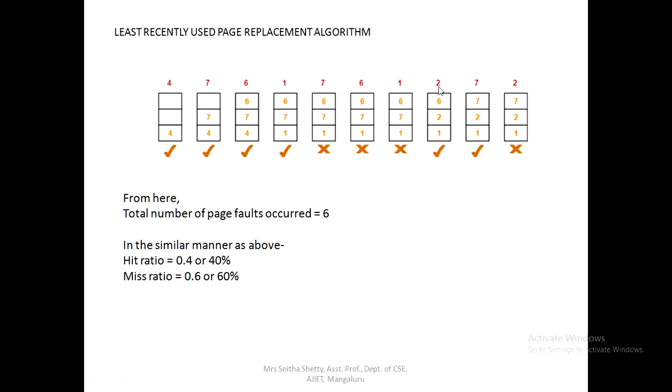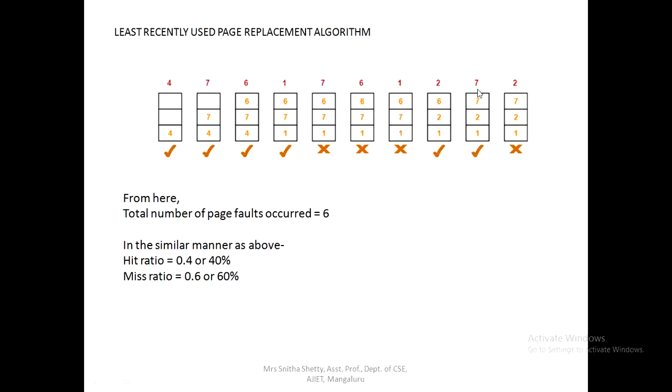Now 2. Now 176, which data is least recently used? How to calculate? See, out of 176, which is away from 2? 1 is near, 6 is near, next 7. So 7 is away, so replace that 7 by 2. You can see here 6 and 1 remain, but 7 is replaced by 2.